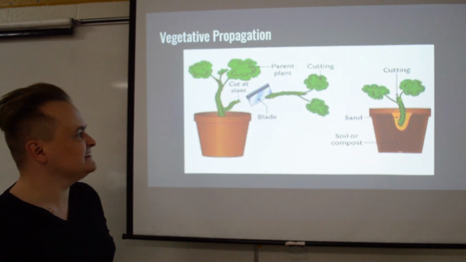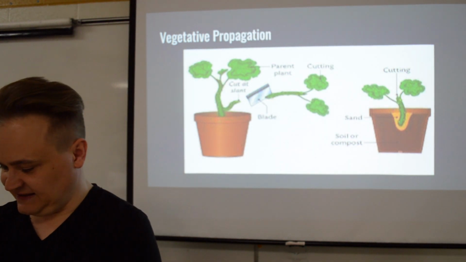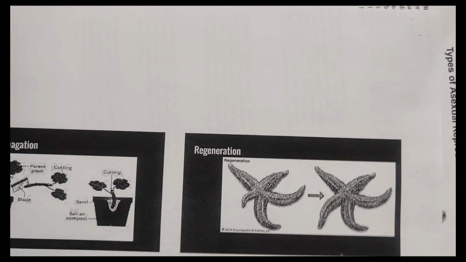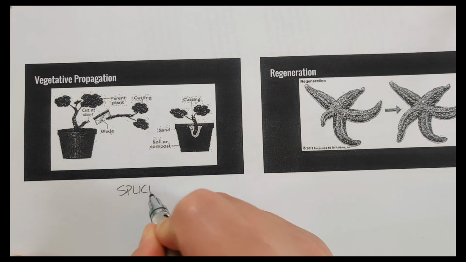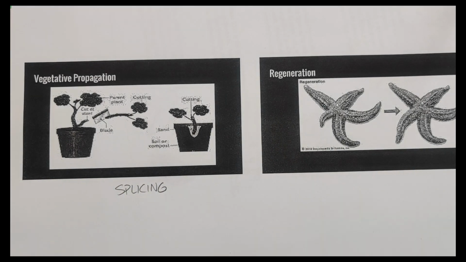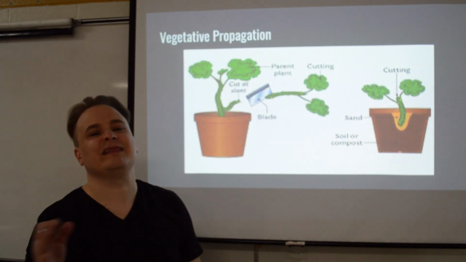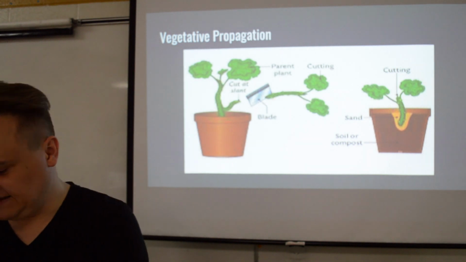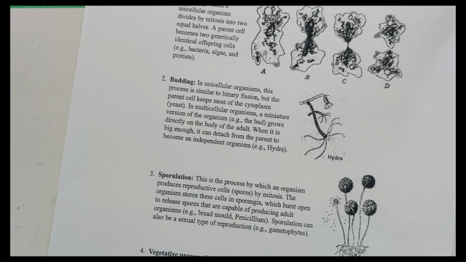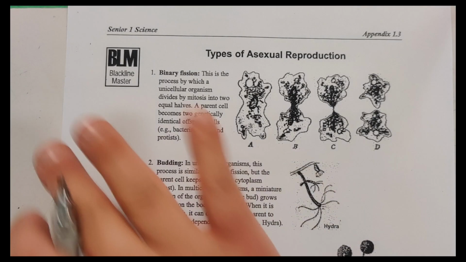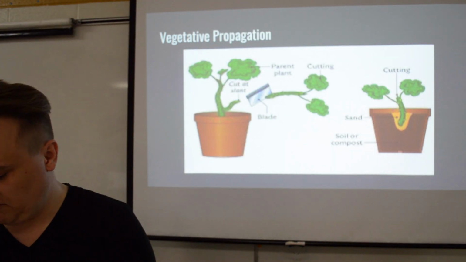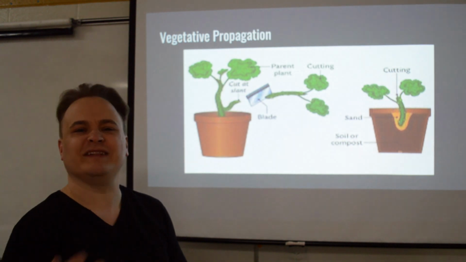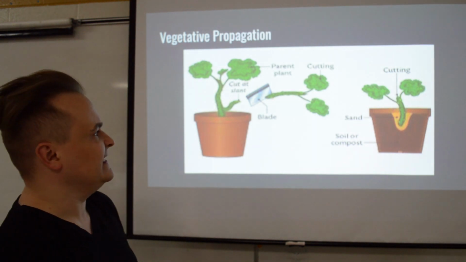Vegetative propagation. Sometimes we might call that splicing. Write that down. You don't need to take a picture of that. Just take a picture of the last page of this assignment for me. That's all you need to send for this one. The other stuff, you can write it. You don't need to send me a picture of it. Just send me a picture of the last page of this section for this lesson.